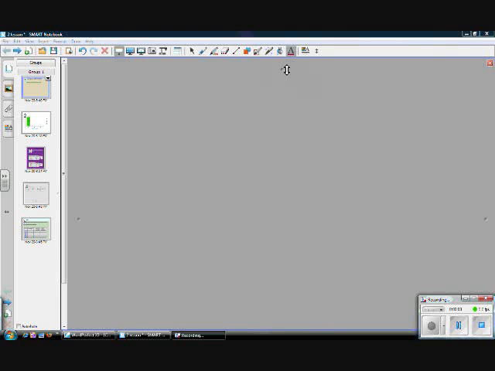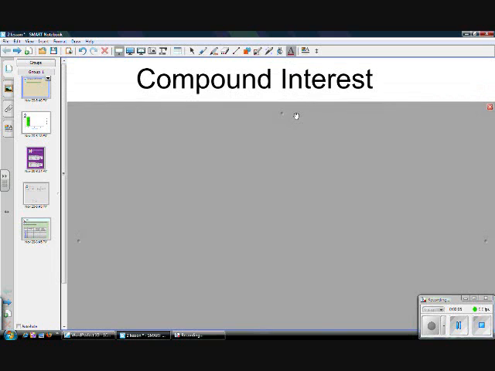Hi, 3Cs. Today we're looking at compound interest. The last class was simple interest.